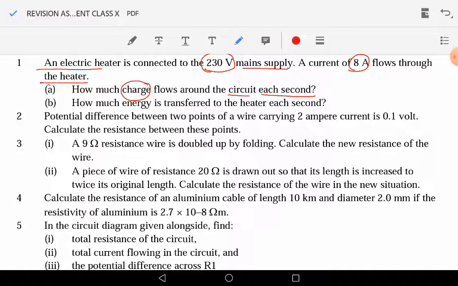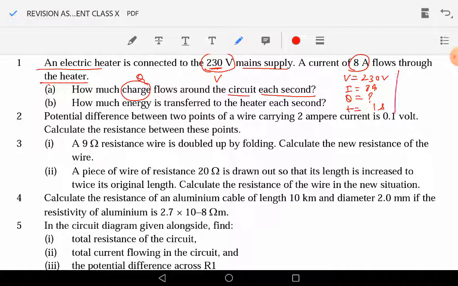So first of all we have to understand that V, the potential difference, is 230 volt over here. So V is equal to 230 volt. Current is equal to 8 ampere. Charge, that is Q, is the question over here, and each second means that time is 1 second. Now we have to find out the value of the charge.